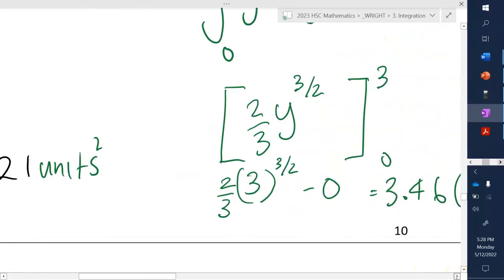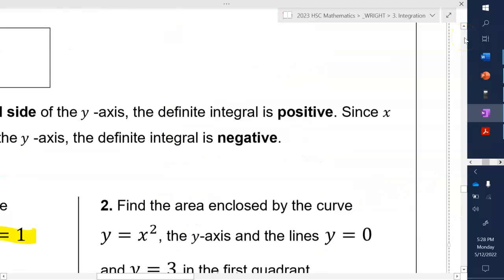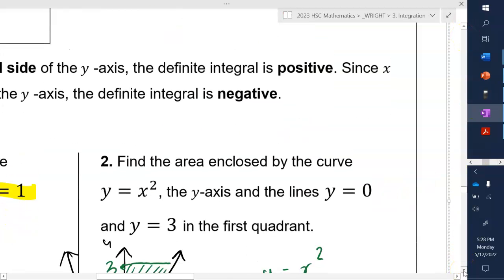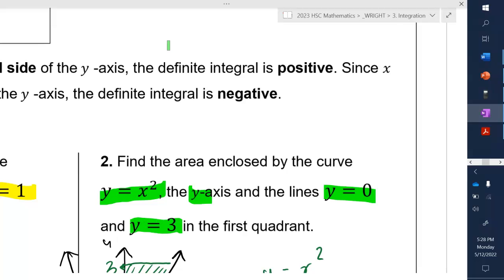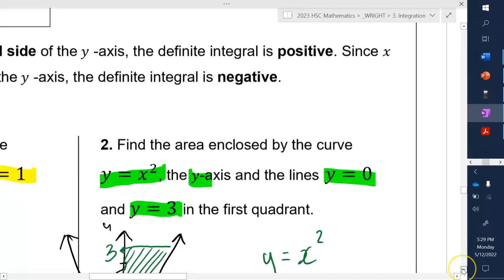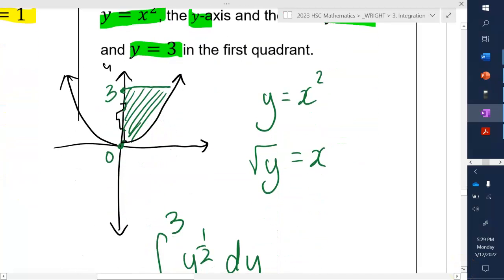Let's look at the next question. This one's a little bit different. We need to do a little maneuvering with our function. We're going to find the area enclosed by the curve y equals x squared, the y-axis, and the lines y equals 0 and y equals 3. We are going to graph that, but note that this is y equals x squared, not x equals, so we need to change our function, which we'll do in a moment. Let's draw our parabola.